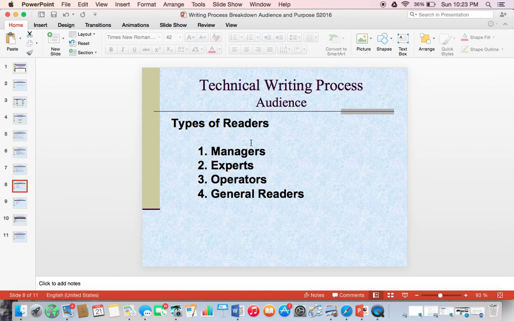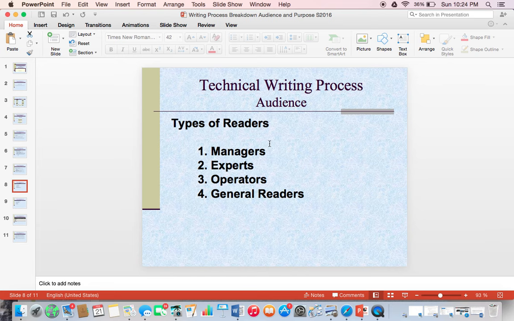Now, as you explore your audience or your reader, you can think about the fact that you could probably classify your audiences in a professional setting into 4 major categories. One is the managers. Managers are people who manage other people, resources such as materials, it could be money. These are the people who often are in charge of other people and other things.